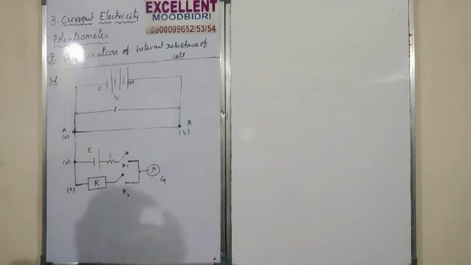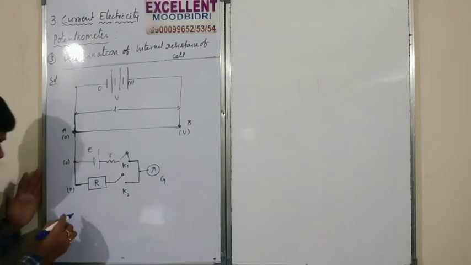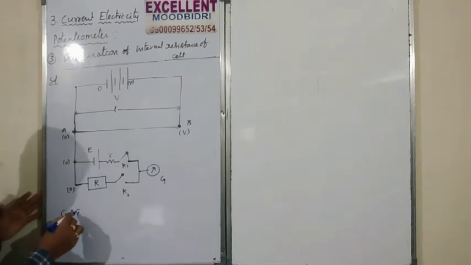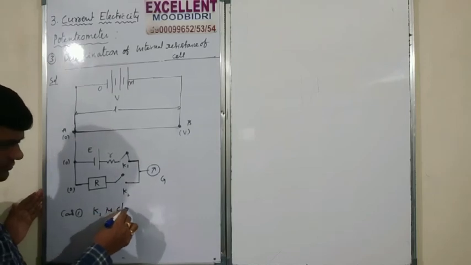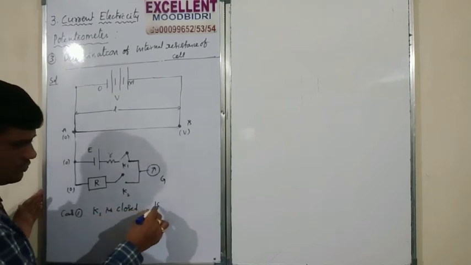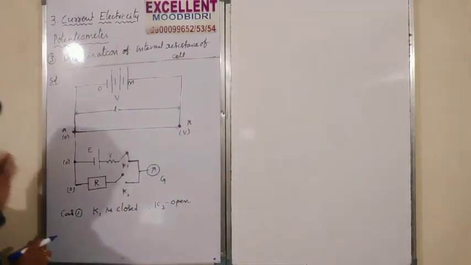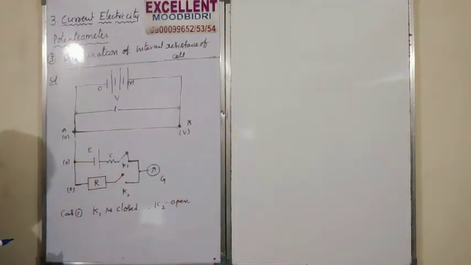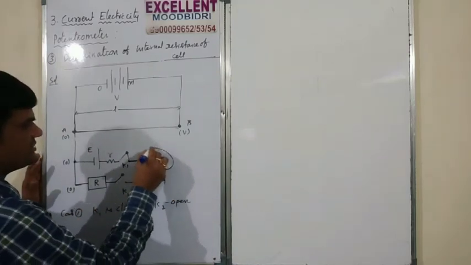First we want to close K1. That is case 1, same as usual. In case 1, K1 is closed and K2 is open. In that case, we want to calculate.